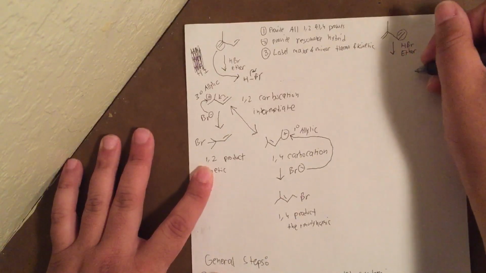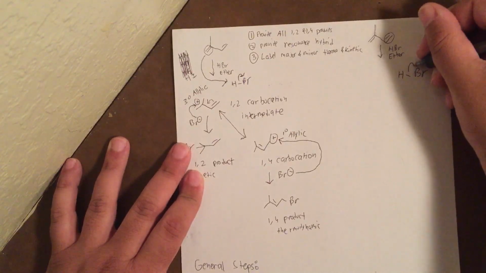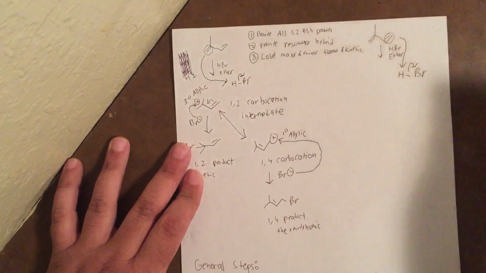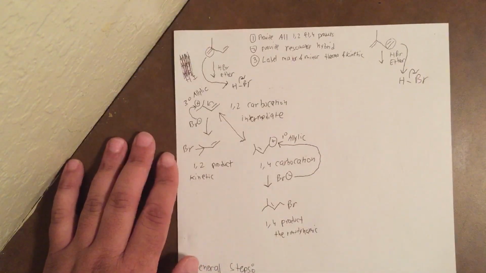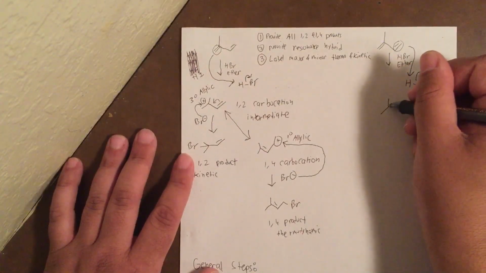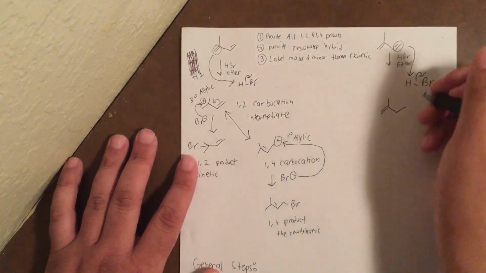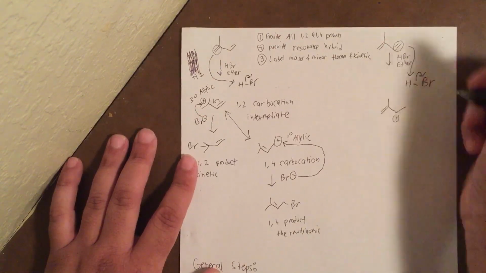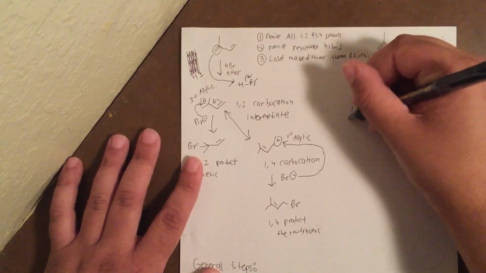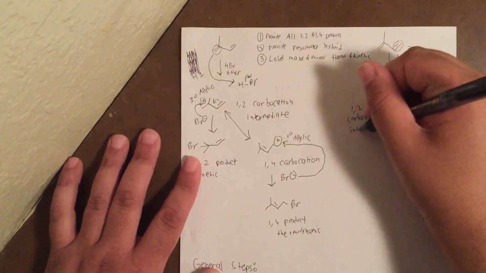So I'm going to write this back again. We have HBr. This attacks the bromine. This attacks the hydrogen. Apologies for my scratch chicken right, by the way. So what we'll get is this 1,2 carbocation intermediate.